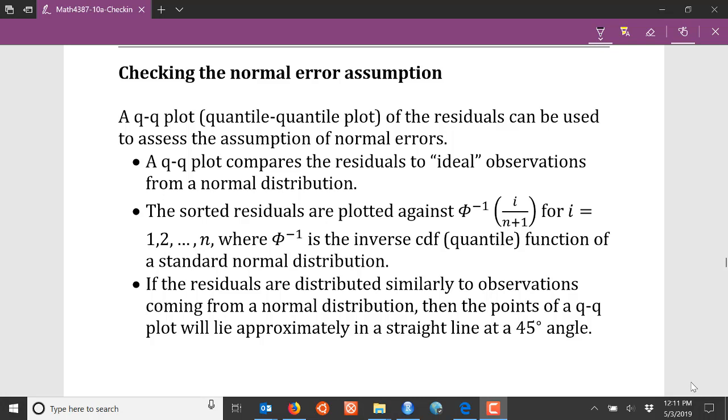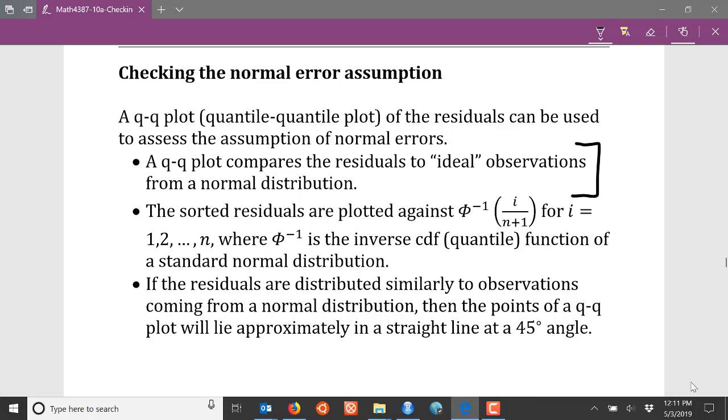But the main approach that I like to use for checking whether the normal error assumption is satisfied for regression models is using something known as a QQ plot, where QQ stands for quantile-quantile. A QQ plot compares the residuals from our fitted model to ideal observations coming typically from a normal distribution. It takes the residuals and sorts them, and then compares them to a plot of quantiles from a standard normal distribution. This is the mechanism that R typically uses for constructing these QQ plots, though there are slight variations for other distributions such as the t distribution.